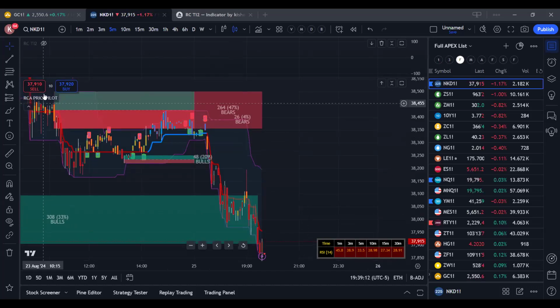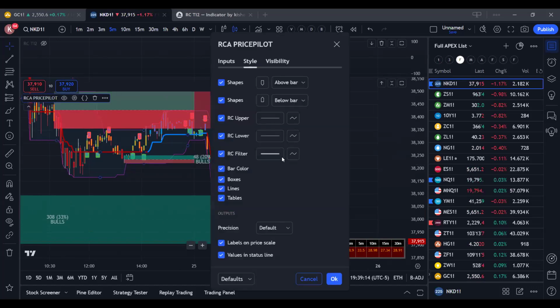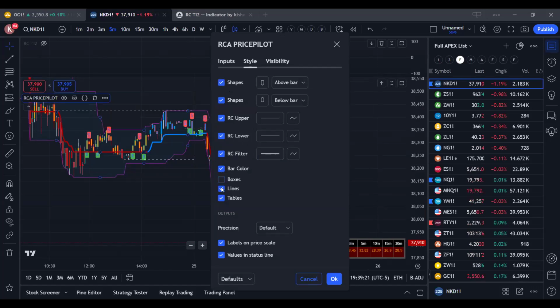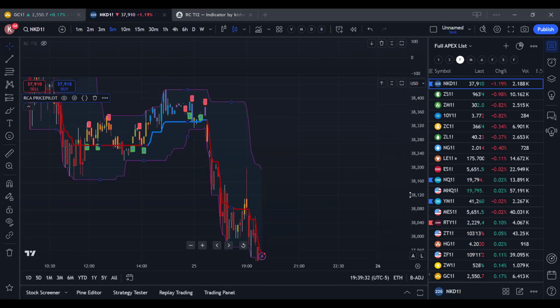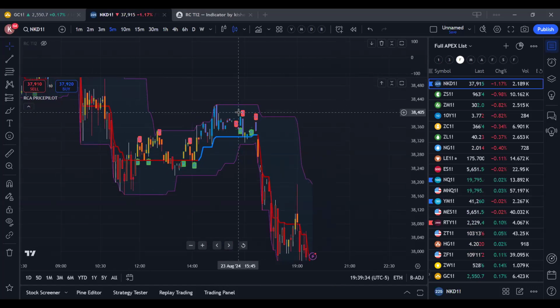And also, if you see, let me hide all these ones so you can understand. You will also see the sell signal with S and buy signal with B. Generally, if you see B, it means it will go up, and S means it will go down.